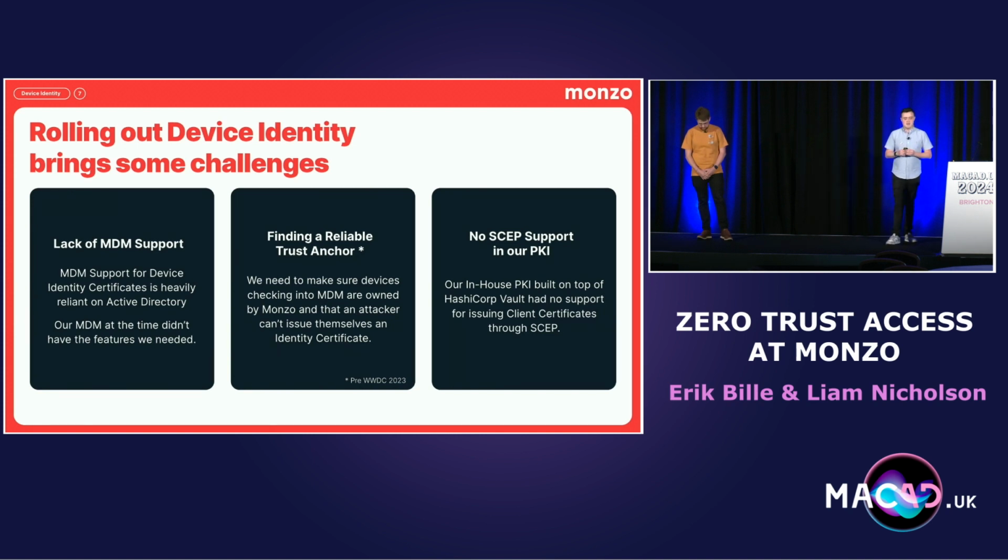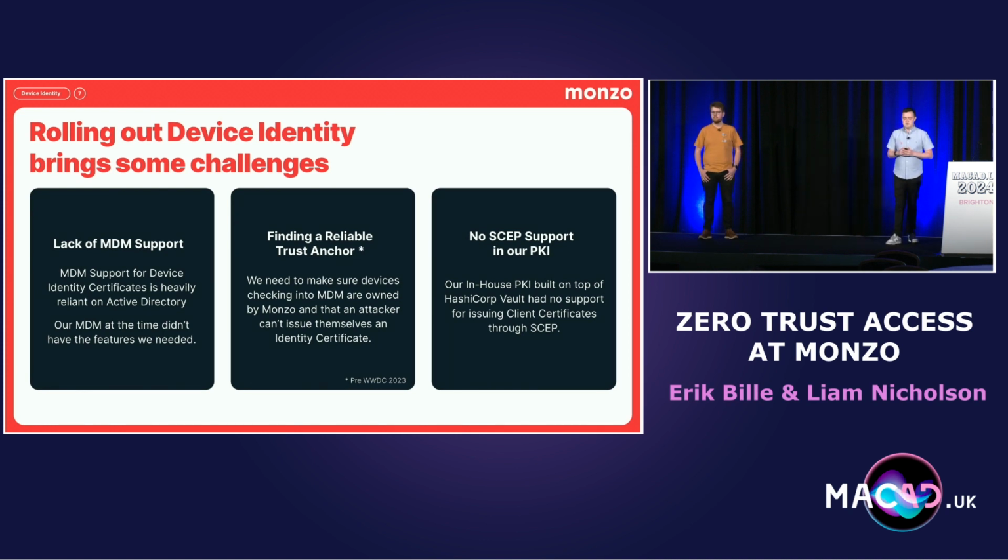Secondly, we needed a reliable trust anchor. So we didn't want an attacker to be able to issue a device identity certificate for a device that we didn't own. And at some point, we needed to say, we trust this thing to be able to issue those certificates, which is a bit weird in a talk about Zero Trust, but it will make sense going forward.